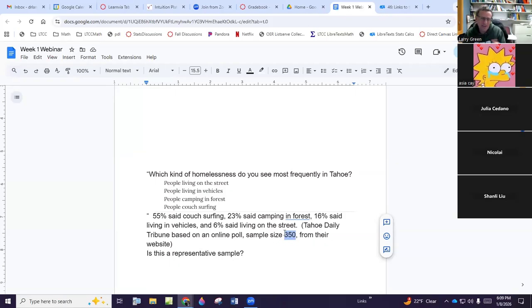If you don't know, we have somewhere around 20 something thousand people that live in Tahoe. I know that sounds like a tiny number compared to the total, but what actually typically matters is how big the sample size is. And 350 is a pretty big sample size.